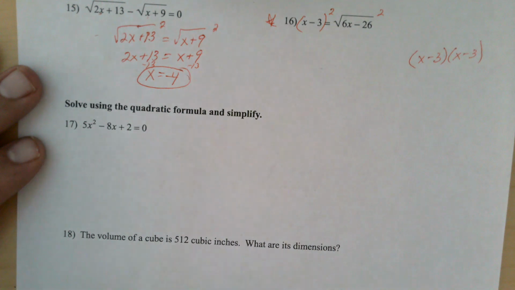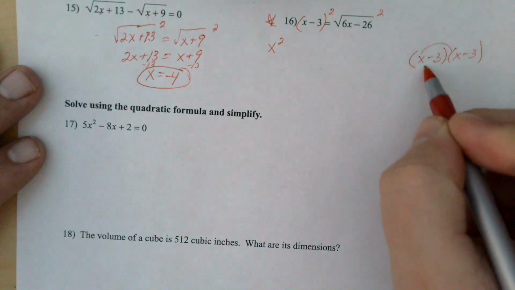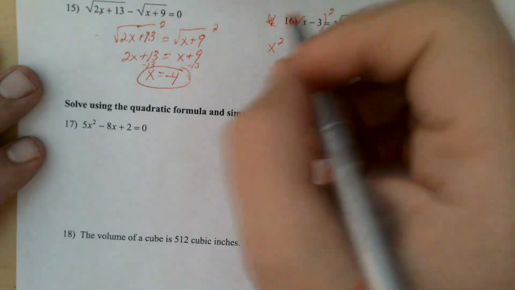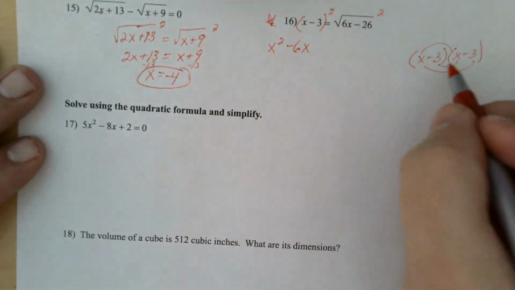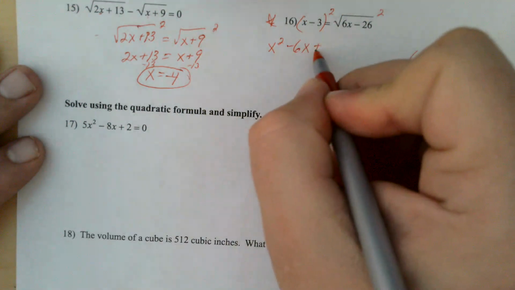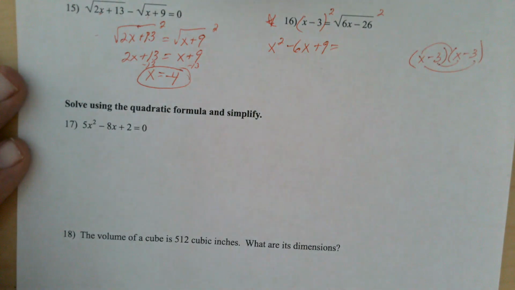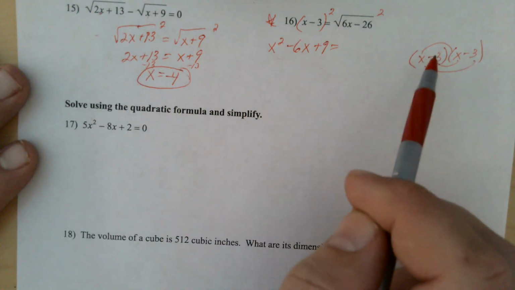We're doing FOIL. So I'm going to end up with an x squared. And then my outers and inners are each going to be a negative 3x, so together it's a negative 6x. And a negative 3 times a negative 3 is a positive 9. That's where most students are going to mess up. Now, I also mentioned earlier in the year square, double square. So when I see I'm squaring a binomial, I don't need to write it out like this.